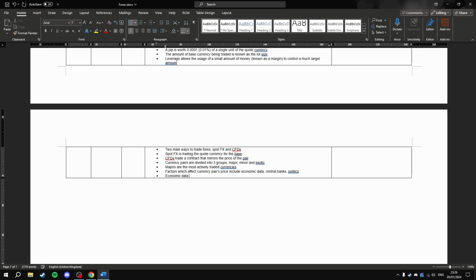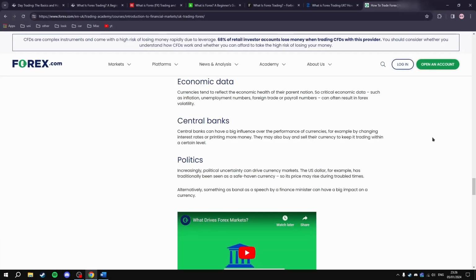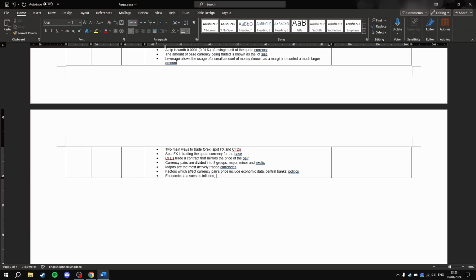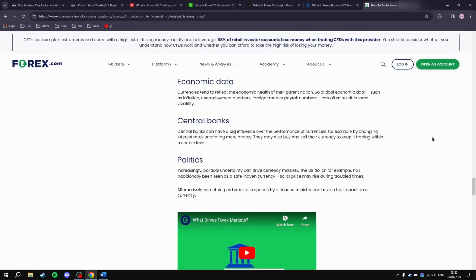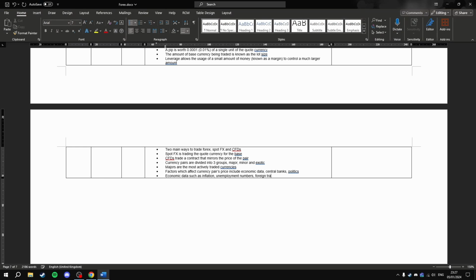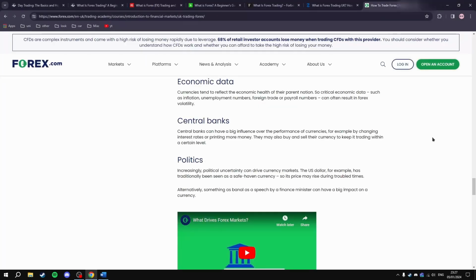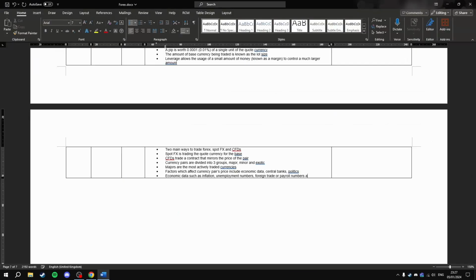So economic data such as inflation, unemployment numbers, foreign trade or payroll numbers all cause volatility.